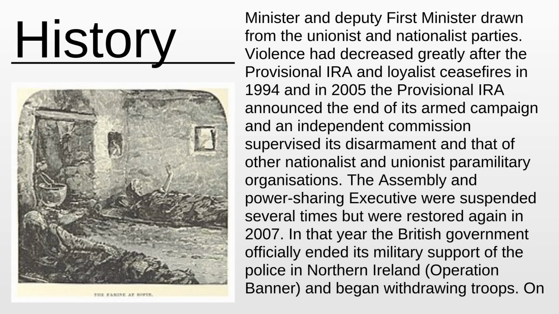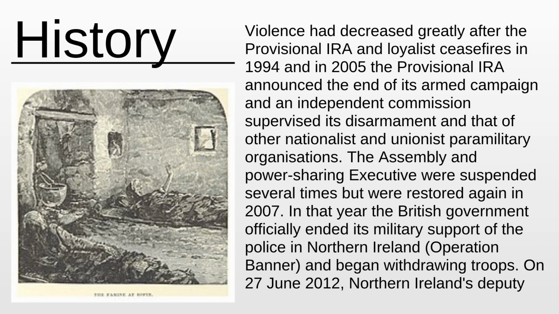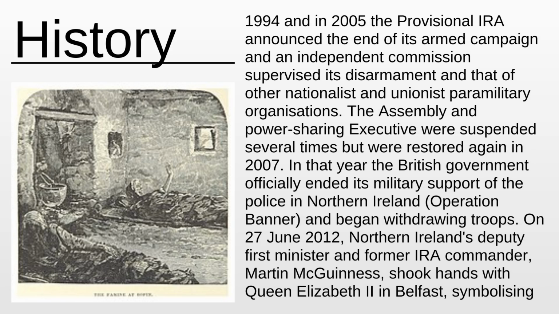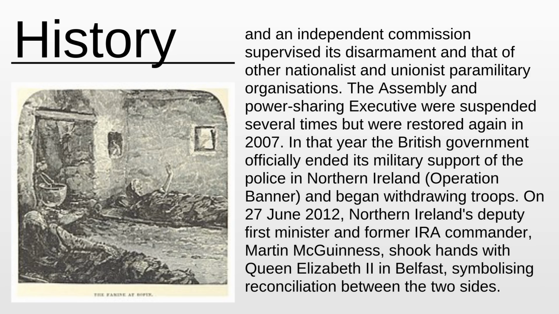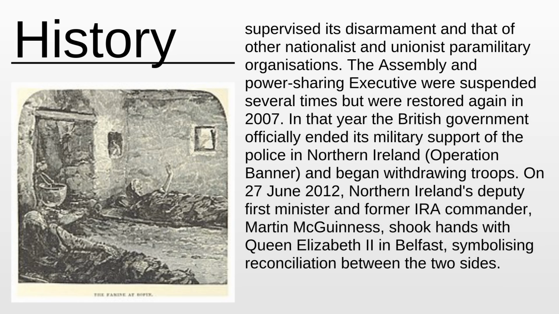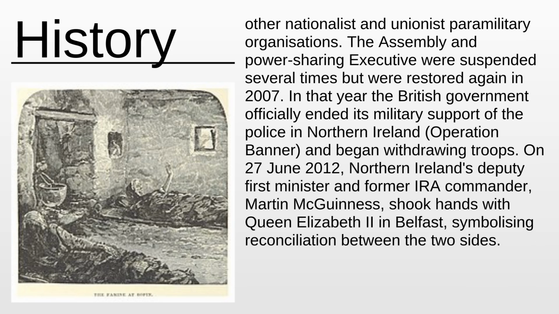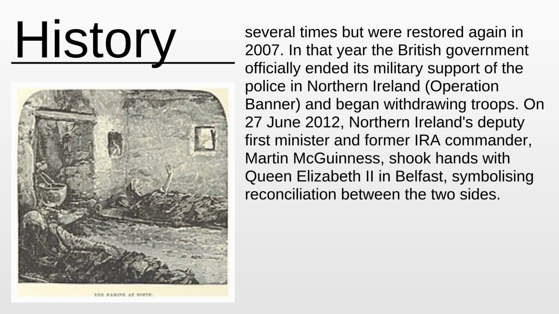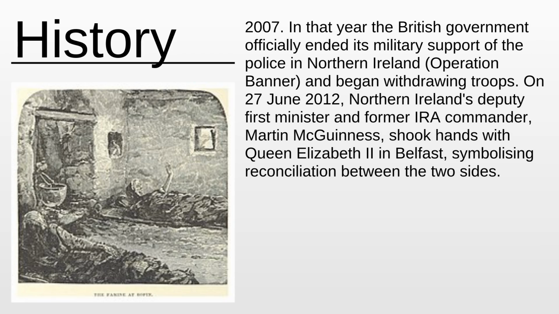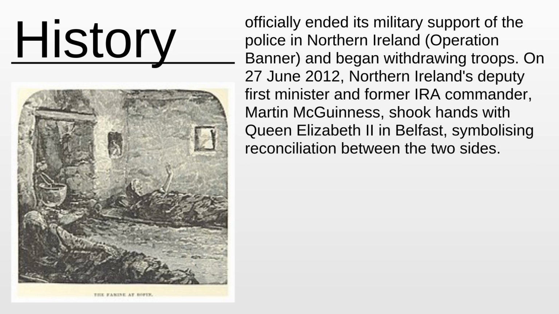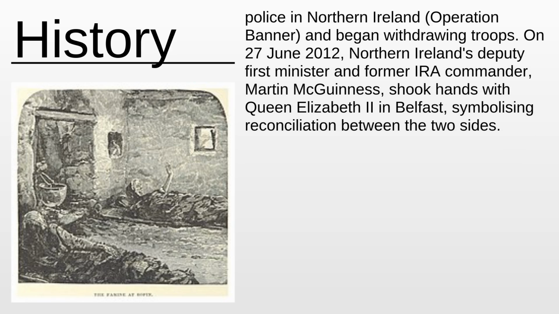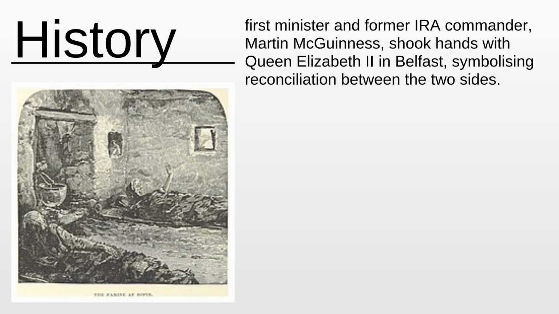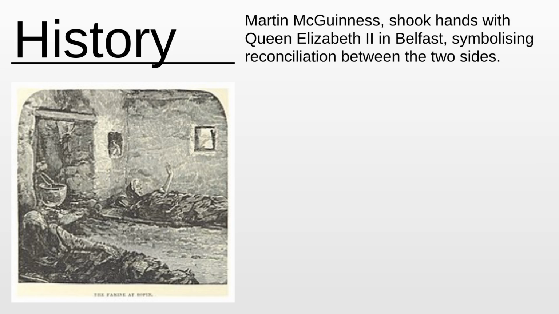Violence had decreased greatly after the Provisional IRA and Loyalist ceasefires in 1994, and in 2005 the Provisional IRA announced the end of its armed campaign and an independent commission supervised its disarmament and that of other nationalist and Unionist paramilitary organizations. The Assembly and Power Sharing Executive were suspended several times but were restored again in 2007. In that year the British government officially ended its military support of the police in Northern Ireland, Operation Banner, and began withdrawing troops. On June 27, 2012, Northern Ireland's Deputy First Minister and former IRA commander, Martin McGuinness, shook hands with Queen Elizabeth II in Belfast, symbolising reconciliation between the 2 sides.